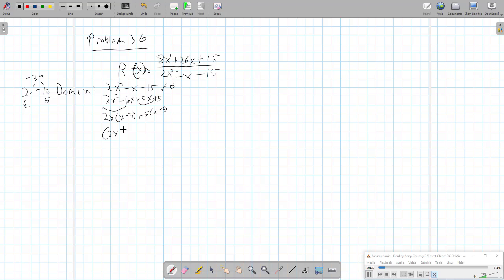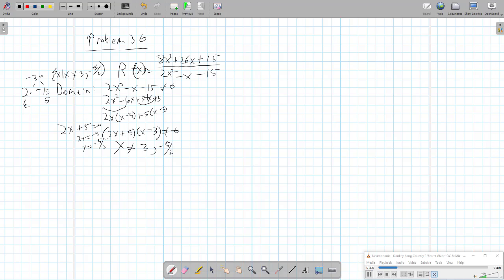So that's 2x plus 5 times x minus 3 is not equal 0, so that means x is not equal 3 or negative 5 halves. So the domain is x such that x is not equal 3 or negative 5 halves.